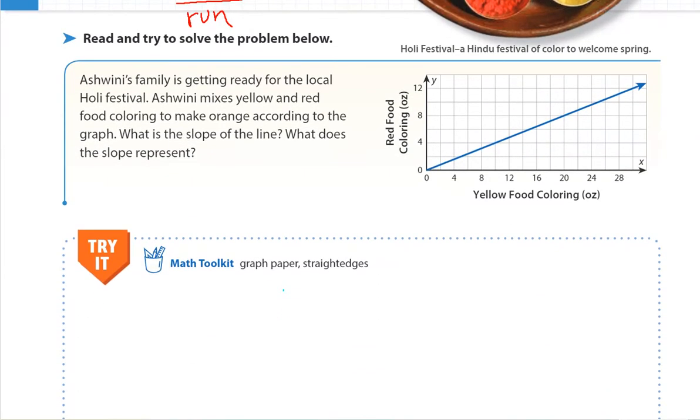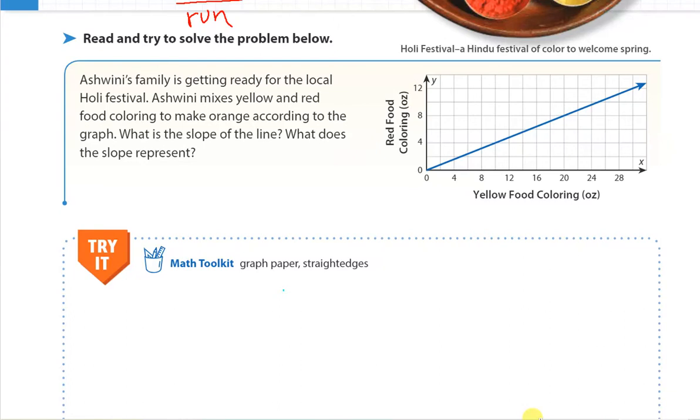Our try-it question says, Ashwini's family is getting ready for the local Holi festival. Ashwini mixes yellow and red food coloring to make orange according to the graph. What is the slope of the line and what does the slope represent? So remember, you can pick any 2 points on the line, but the closer they are together, the smaller the numbers are.